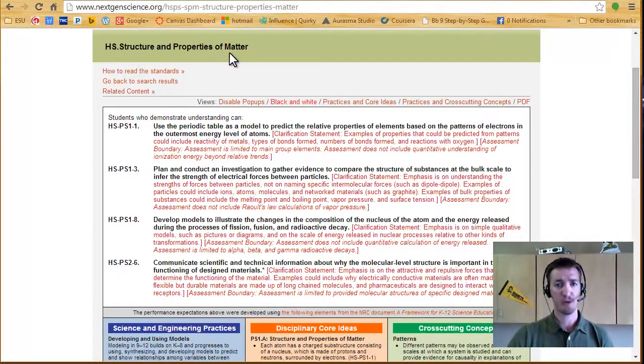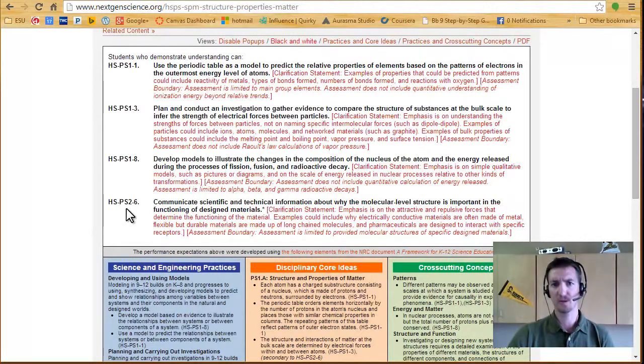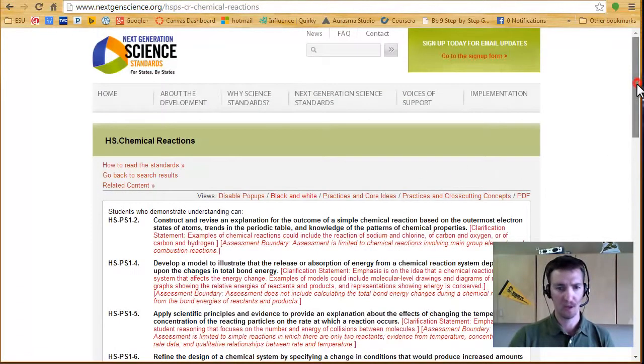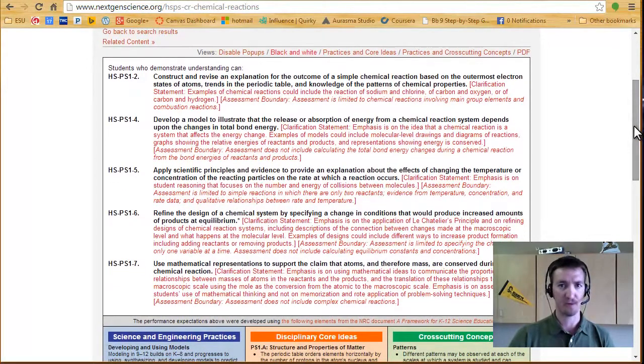Here, looking at structure and properties of matter, instead of the idea of content area 1, which was matter and reactions, you just have 1.1, 1.3, and 1.8. So it really jumps around. And then it jumps all the way to 2.6. So that's a category we didn't even look at before, but it fits with matter. So when we look at chemical reactions, the missing standards from the earlier topic of matter show up here. So 1-2, 1-4, 1-5, 6, and 7.